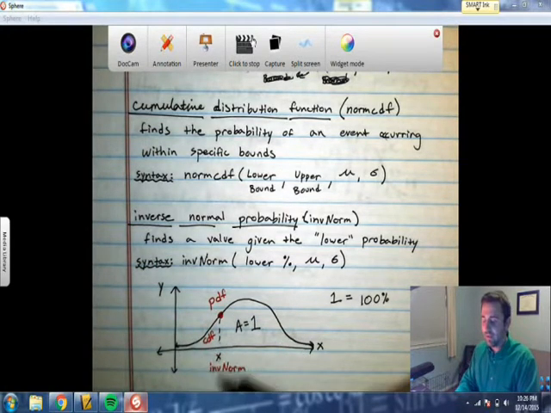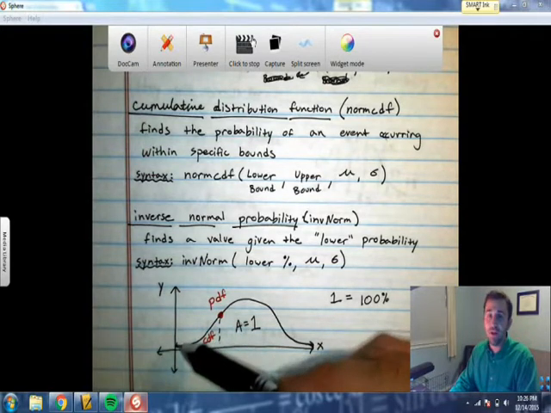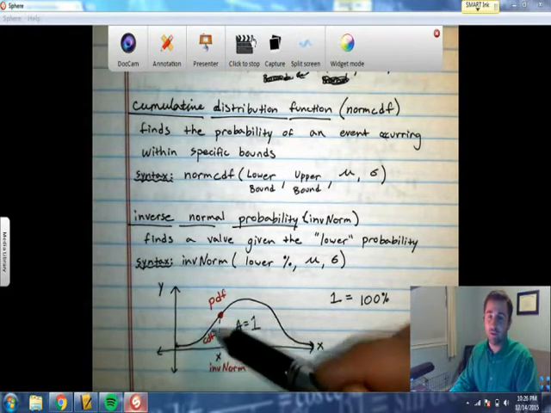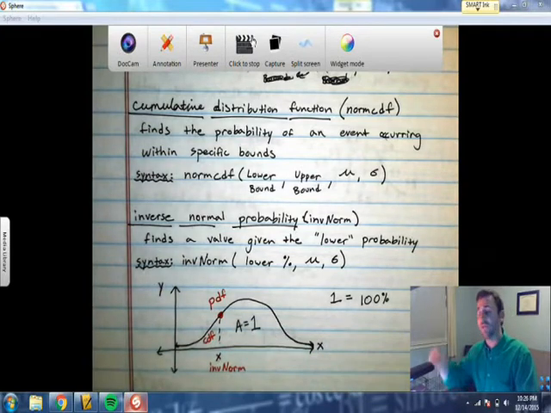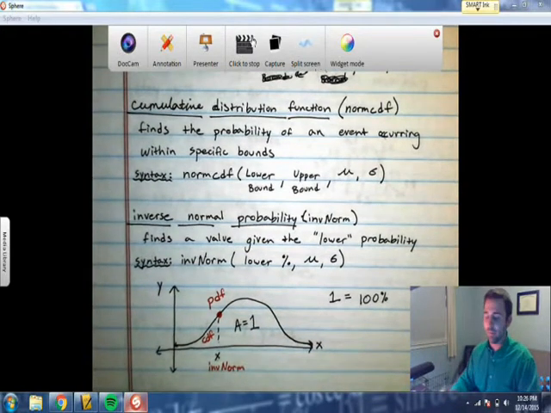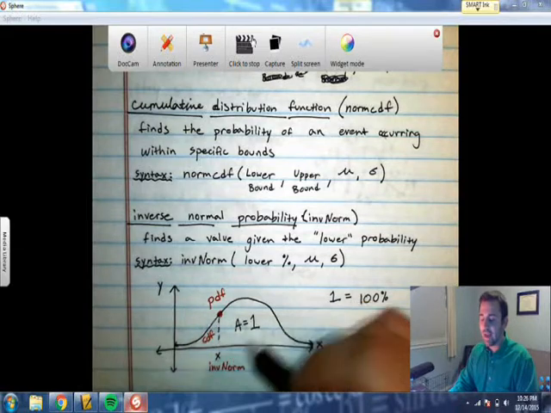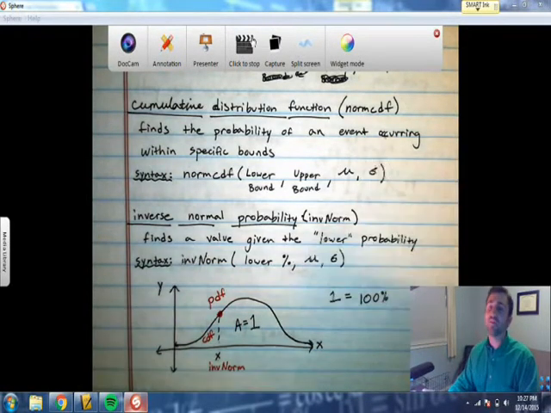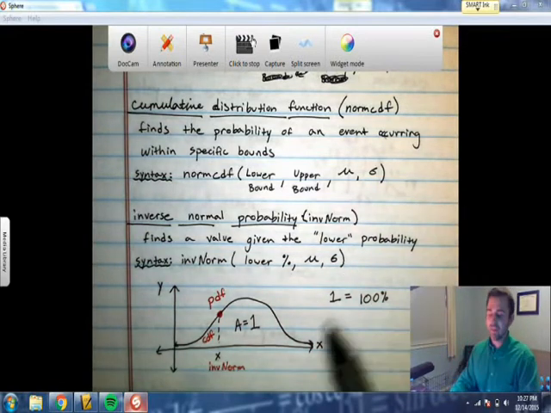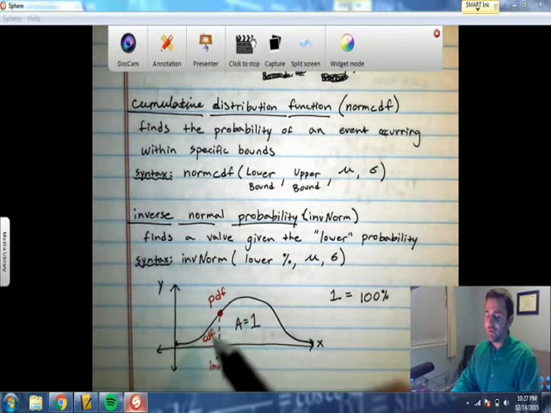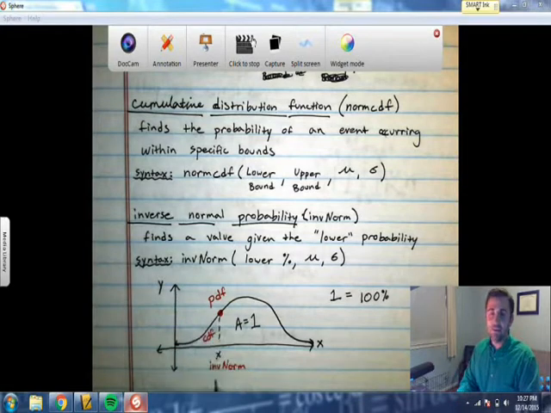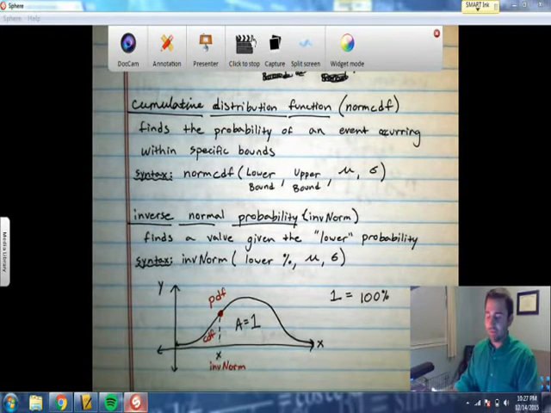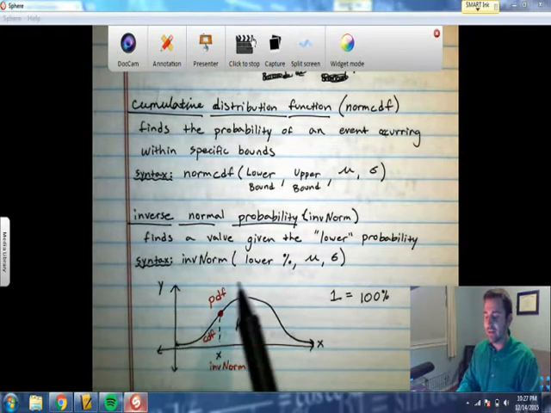The CDF represents the area under the curve from a given value and below, or between, or above, using your lower and upper bounds. If the area under the whole curve is 1, but we find the area to be 0.15, that translates to 15% probability. And inverse norm would be, given a y value, find the x in the calculator. All of these are done using calculator functions, but I want you to get an idea of what the calculator is actually doing. So let's look at some examples of this.